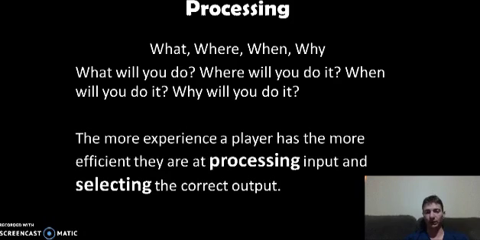So obviously the more experience a player has, the more efficient they are at processing input and selecting the correct output. So when we're talking about processing input, there's two key parts. First of all, actually being able to pick up everything that's coming in quickly. So if we're talking about cricket, cricket players at an elite level can very quickly pick up where the ball's going to bounce, and then they play their shot, whereas an amateur player will take more time to pick up where the bowler's bowling, and therefore isn't as good. They're not going to play as good a shot.